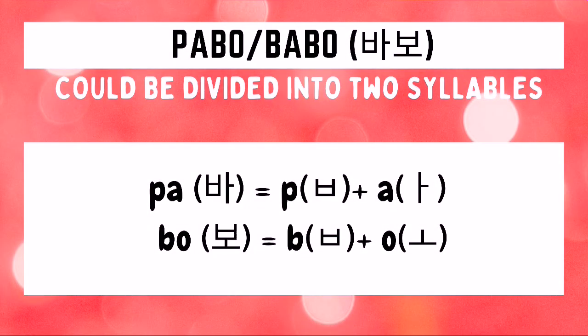Just so that we'll be able to recognize this word, let's see how it is written in Hangul. The first syllable pa will be written in Hangul by drawing first a beep character followed by an a character. For the second syllable bo, we need to draw first another beep character followed by an o character. And then we just have to combine the Hangul for each of these syllables to form the Hangul of the word PABO.